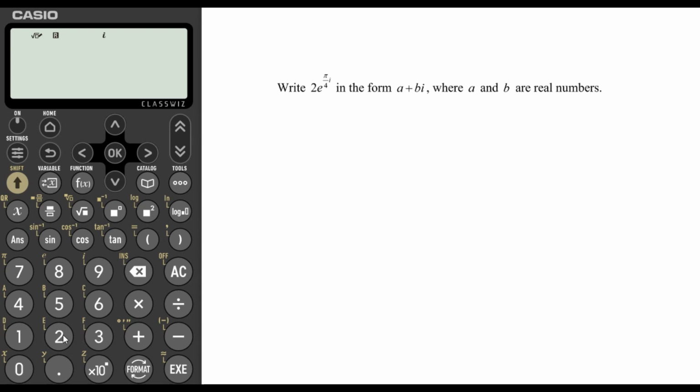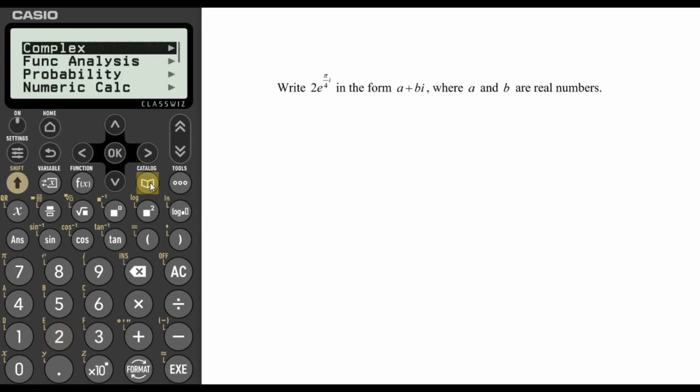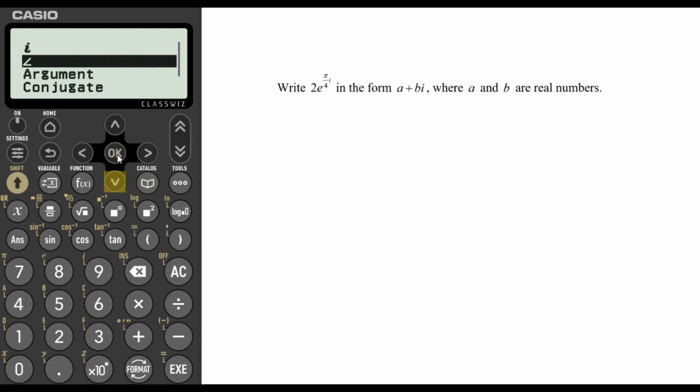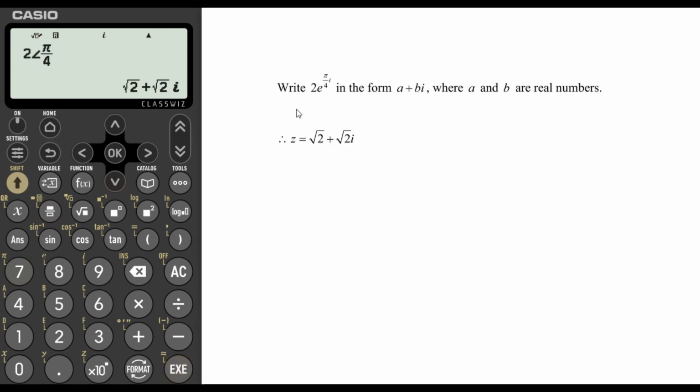Now, because we are in polar format for now, we need to input the 2e to the pi over 4i in polar format. So we have 2, and then if I go to the catalogue, then complex, scroll down to where we have the angle, we have 2 as the mod, and the argument is pi over 4. And if I press execute, you will see that our complex number is square root 2 plus square root 2i.